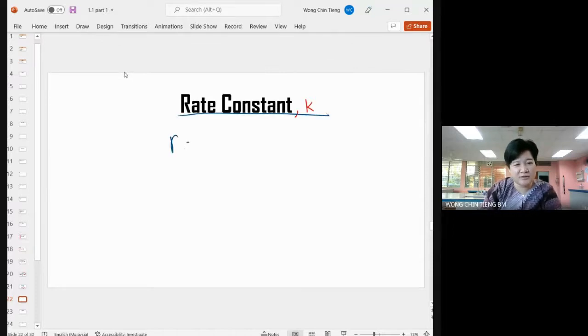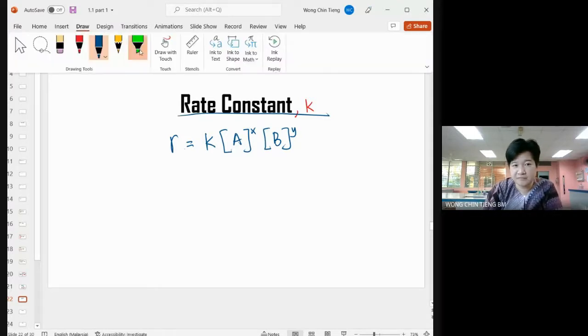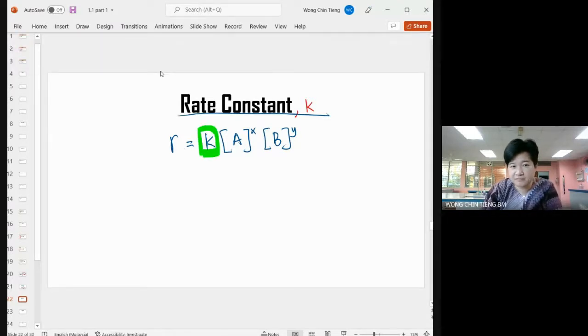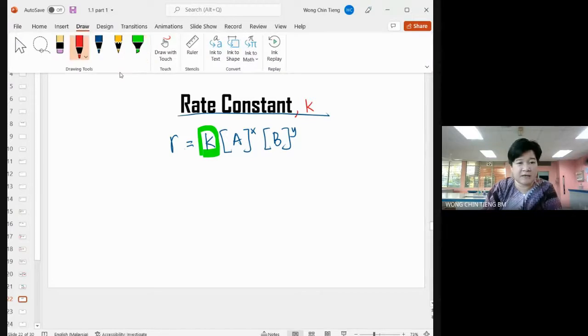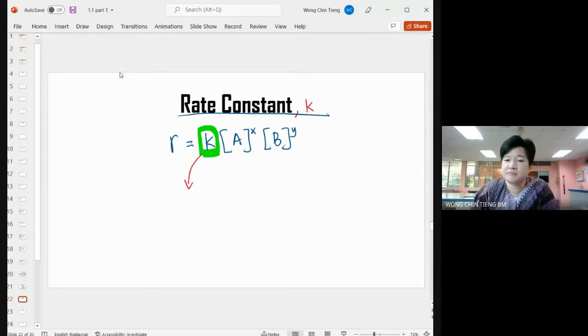So, rate constant is this guy. Anybody can tell me anything about rate constant? What do you know about rate constant? Anything that come into your mind? Various unit that depends on X and Y. Various unit. Very good. Various unit. Setuju?